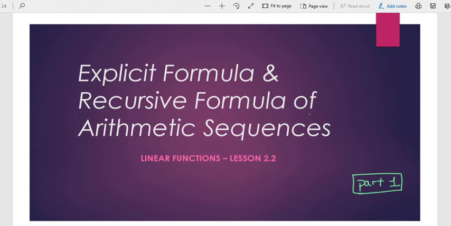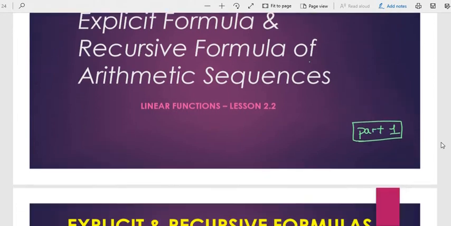Today we're going to be looking at the explicit formula and recursive formula of arithmetic sequences. This is with linear functions, lesson 2.2. This is just part one of two parts.